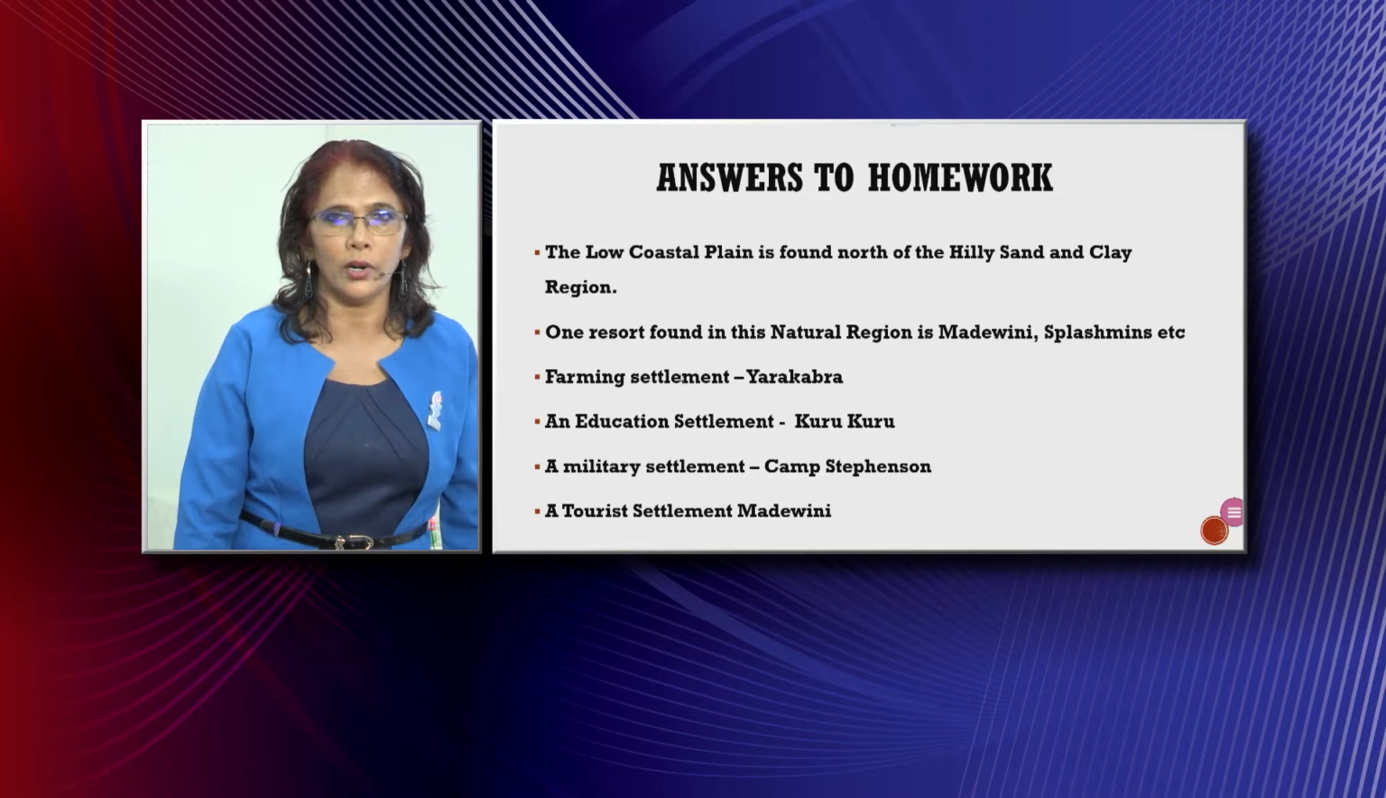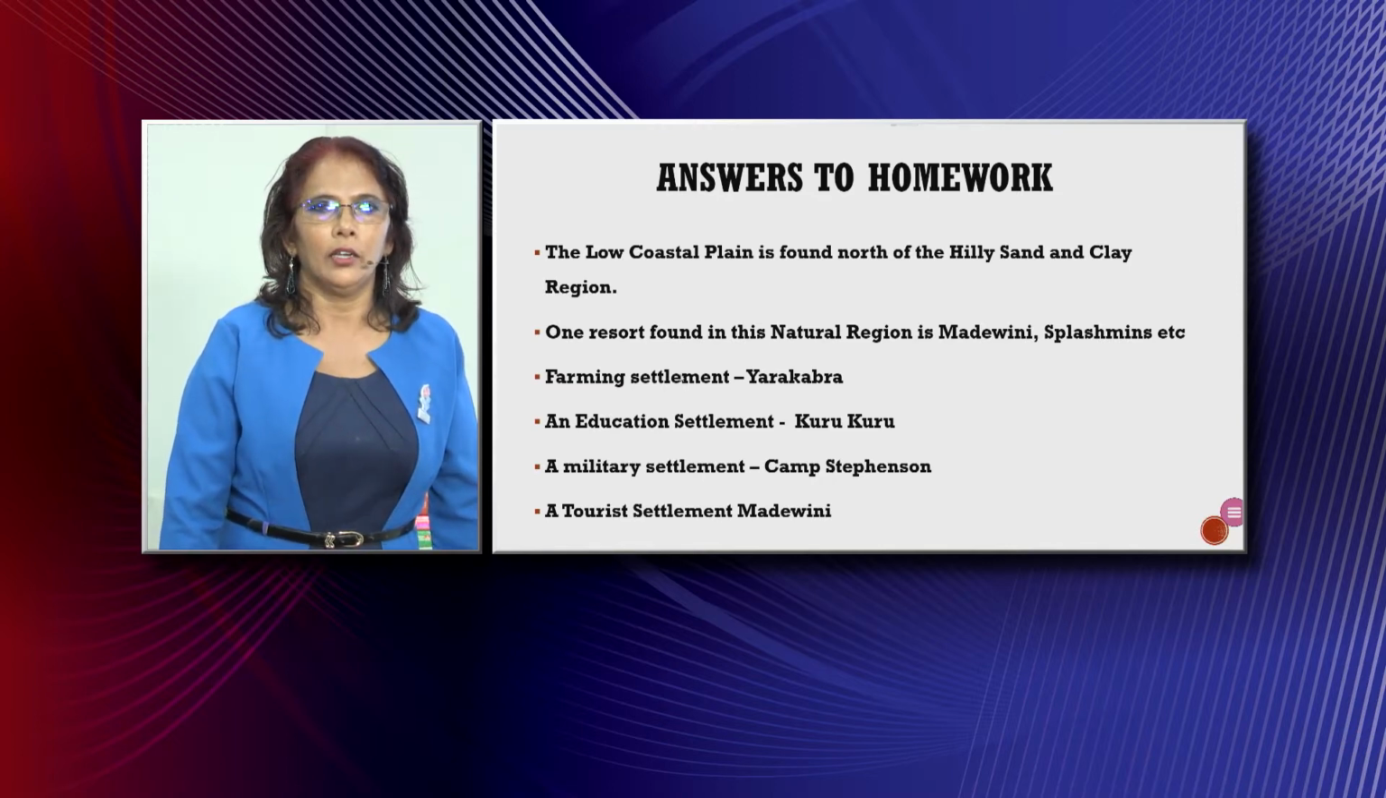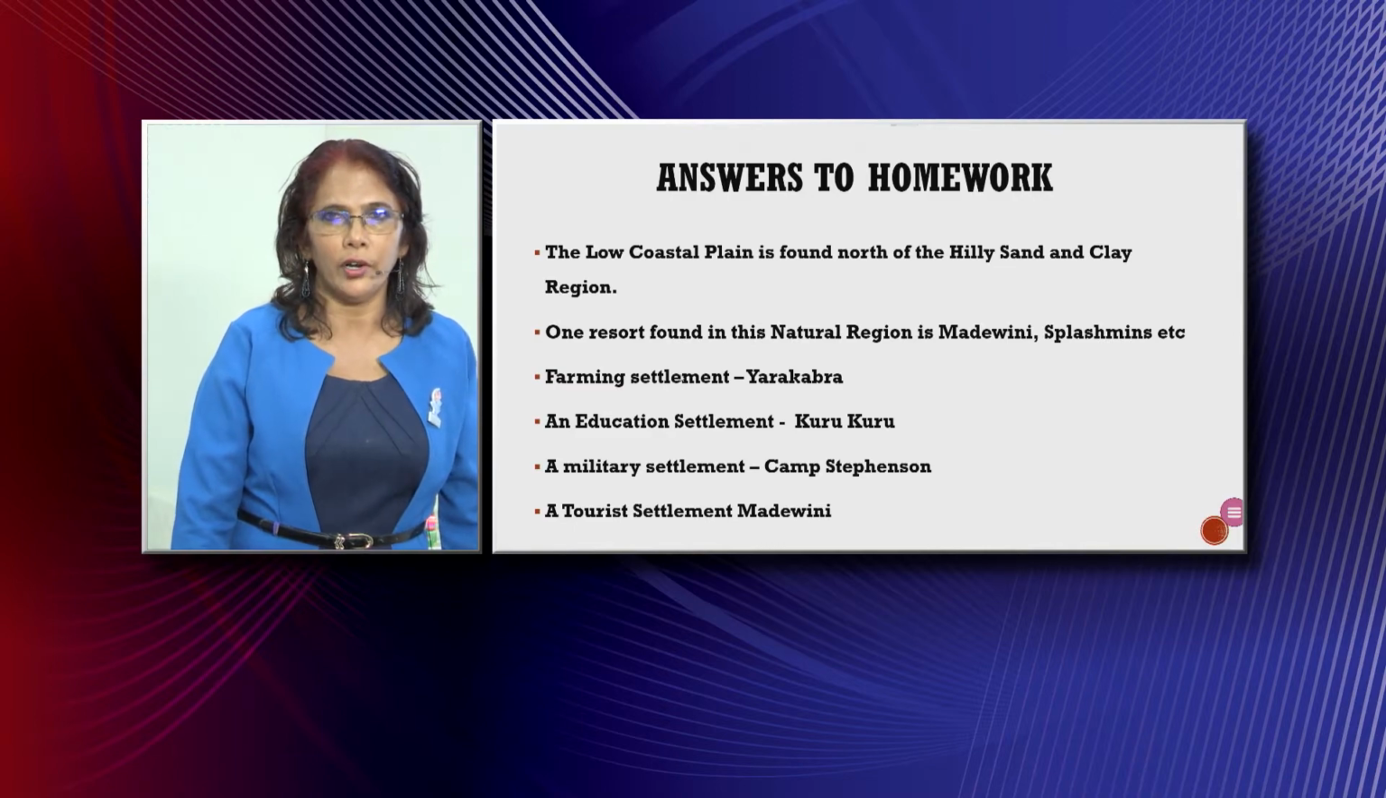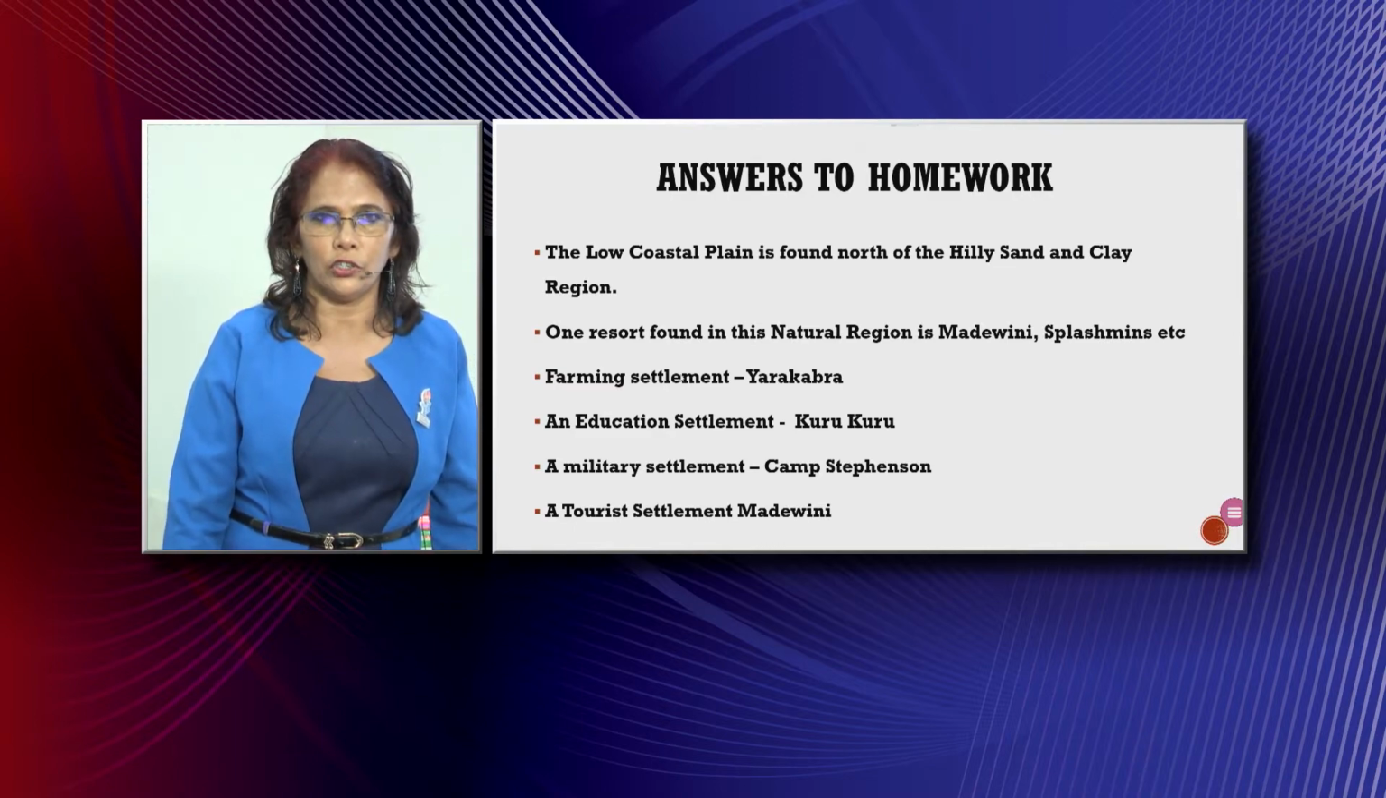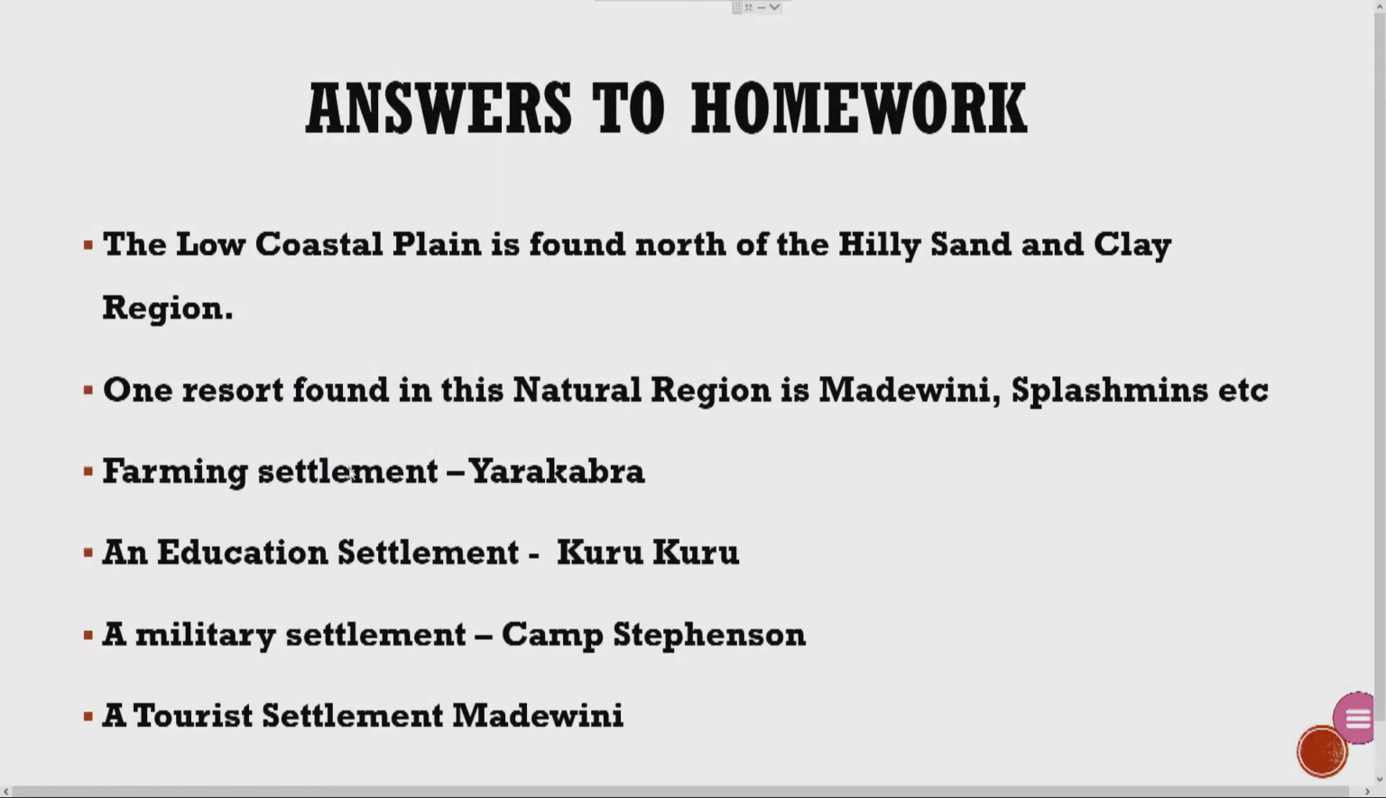Did you do your homework? I hope you did. The low coastal plain is found north of the hilly sand and clay region. One resort found in this natural region is Maduwini or Splashmins, or if you have named any other that is found in this natural region. Farming settlement, Yarracabra. We have an education settlement, Kurukururu, a military settlement, Camp Stevenson, a tourist settlement, Maduwini.